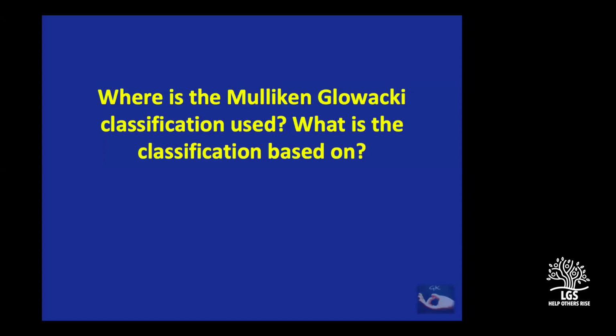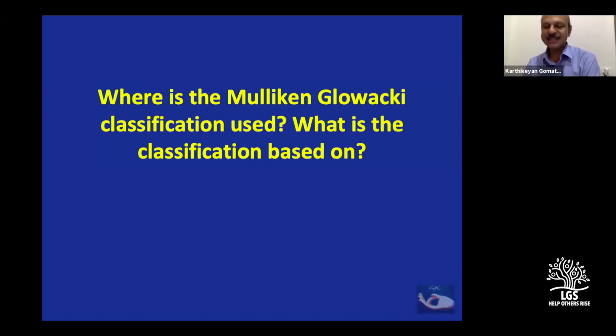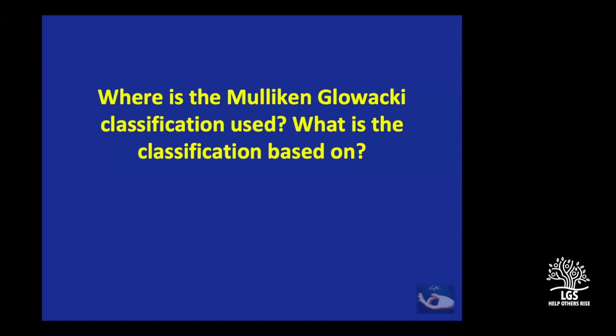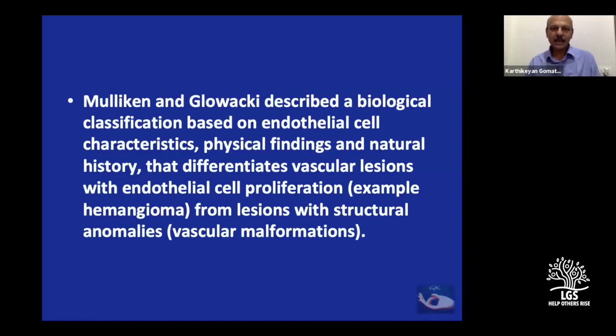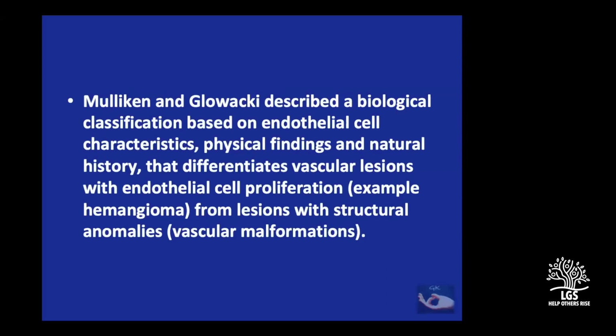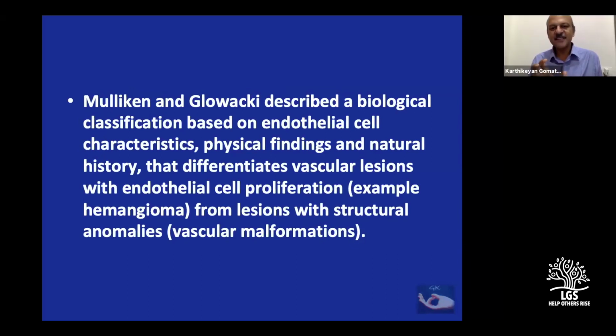Sir, I don't know. Biological classification. Good. It's a biological classification. What does that mean? Biological. That is the exact term. What does it mean actually? The biological classification means it is based on the endothelial cell characteristics, physical findings, and natural history that differentiates vascular lesions with endothelial cell proliferation.